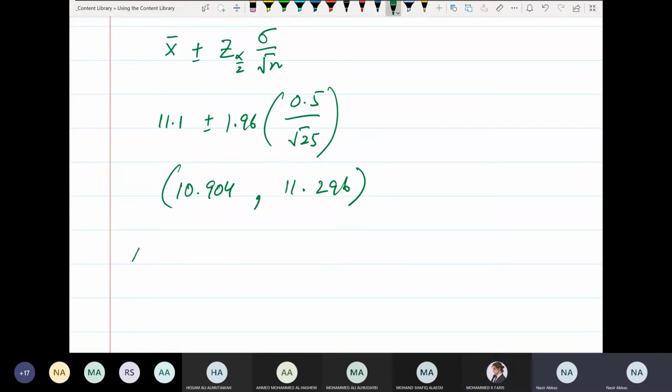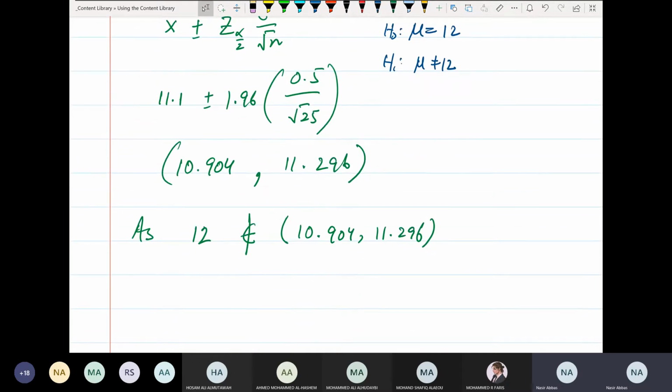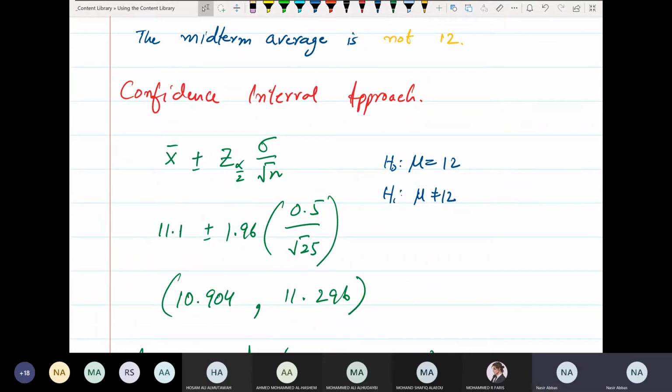So your conclusion will be, you will say as 12 does not belong to this interval. You're testing mu equals 12, by the way, here. I'll write it. You're testing mu equals 12 against mu not equals 12. So your conclusion will be as 12 does not belong to this interval. It's not inside the interval. So we reject H0 and conclude the same. So here you have all the three approaches on a single question. As long as you use the same alpha for the three approaches, you'll get the same decision, same conclusion.